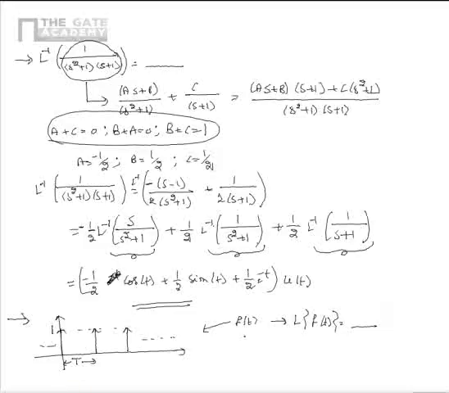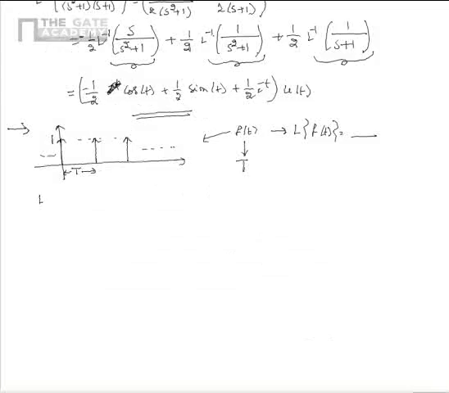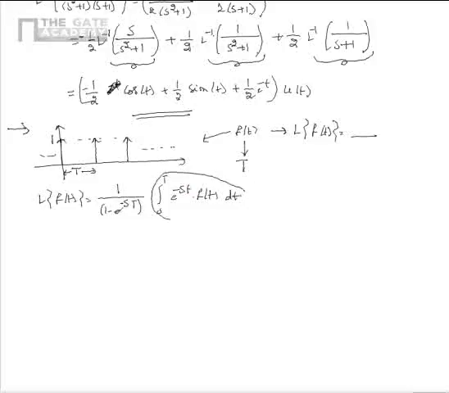We know that if f of t is a function which is periodic with period capital T, the Laplace transform of f of t can be written as 1 by 1 minus e power minus sT times the integral from 0 to capital T of e power minus st f of t dt. So the integral is the Laplace transform over one period. We know that in the first period, f of t has a value of 1 only at t equal to 0 because of the impulse at that instant.